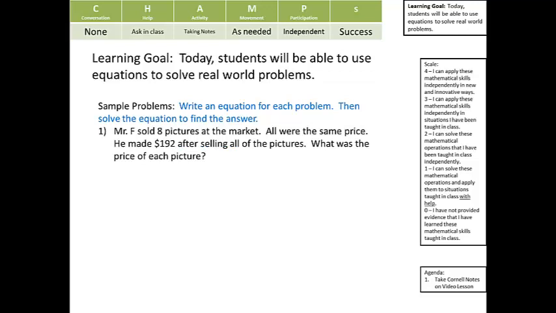F sold 8 pictures at a market. All were the same price. He made $192 after selling all of the pictures, and we want to know what was the price of each picture.